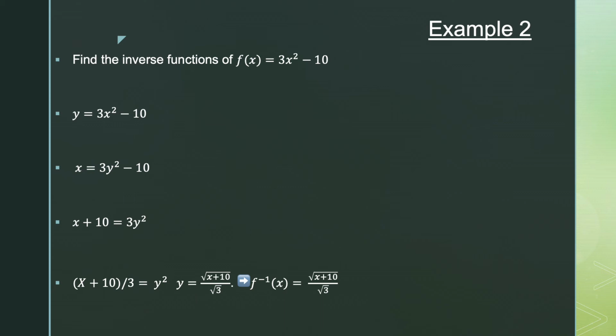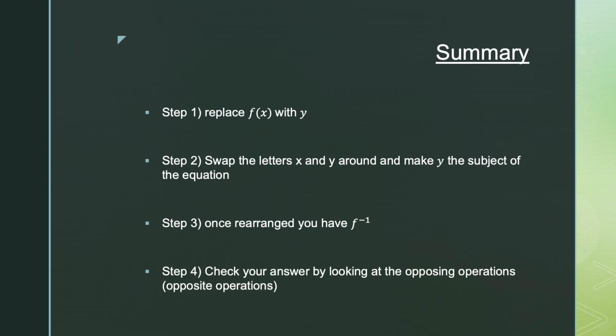And then obviously the opposite of squaring something is going to be square root, guys. So I'm going to take the square root of that, which gives y is equal to the square root of (x plus 10) over root 3, or the square root of all of it, either way is fine. That is how I get my answer, guys. I hope it made sense.